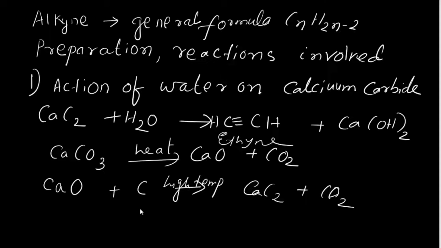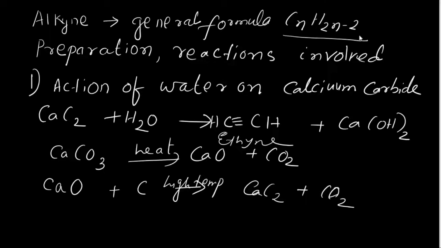What is the general formula? The general formula is CnH2n minus 2. Here C is carbon, H is hydrogen, and n is the number. You also know the general formula of alkane is CnH2n plus 2, for alkene it is CnH2n, and for alkyne it is CnH2n minus 2.